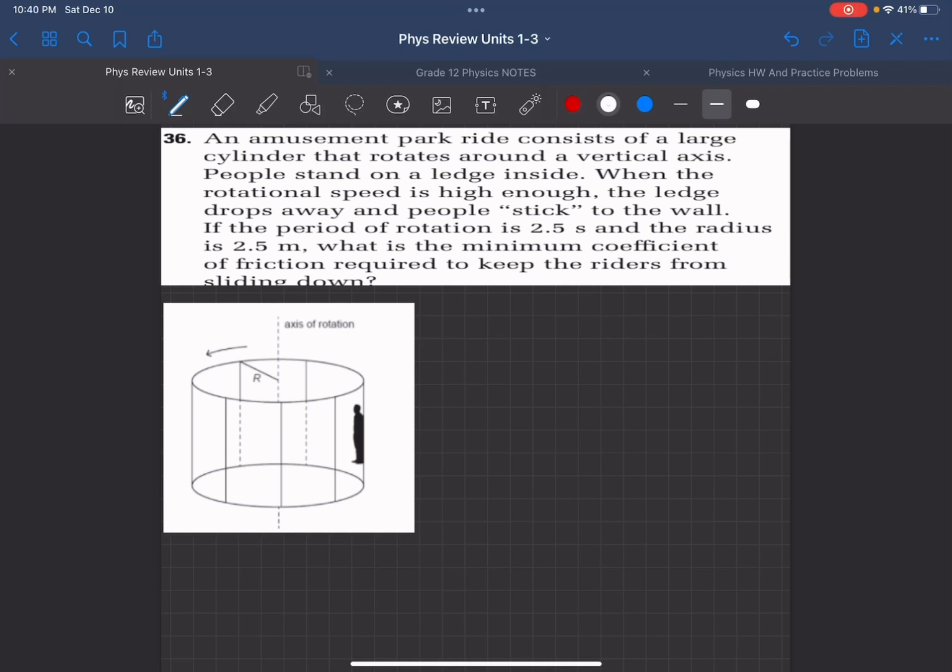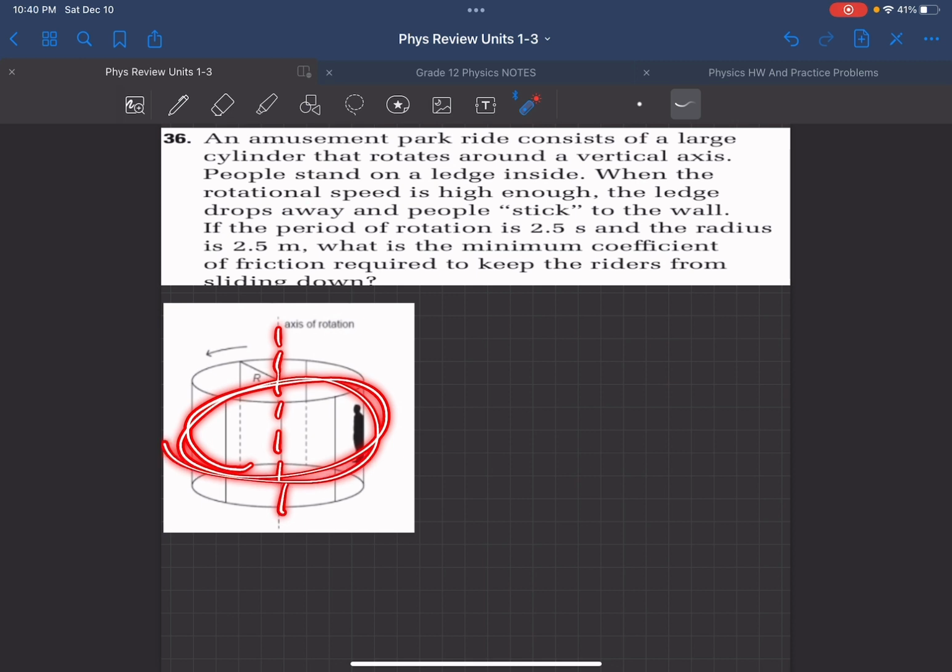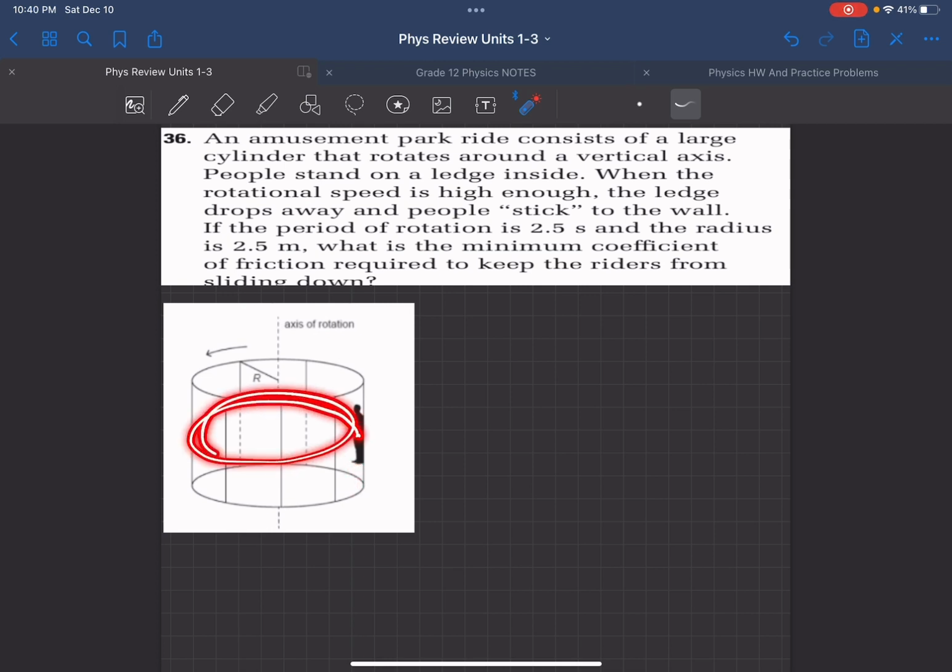Okay, an amusement park ride consists of a large cylinder that rotates around a vertical axis. So this is the vertical axis, and this is the cylinder rotating around. When the rotational speed is high enough, the ledge drops away, and people stick to the wall. So the ledge will drop away, and this guy will be stuck to the wall. So this ride will be moving around so fast that this guy is not able to move.